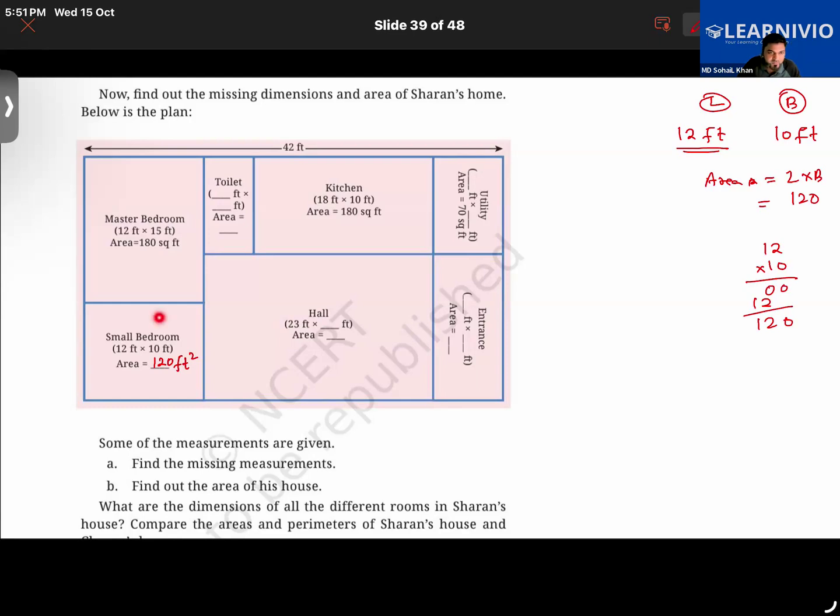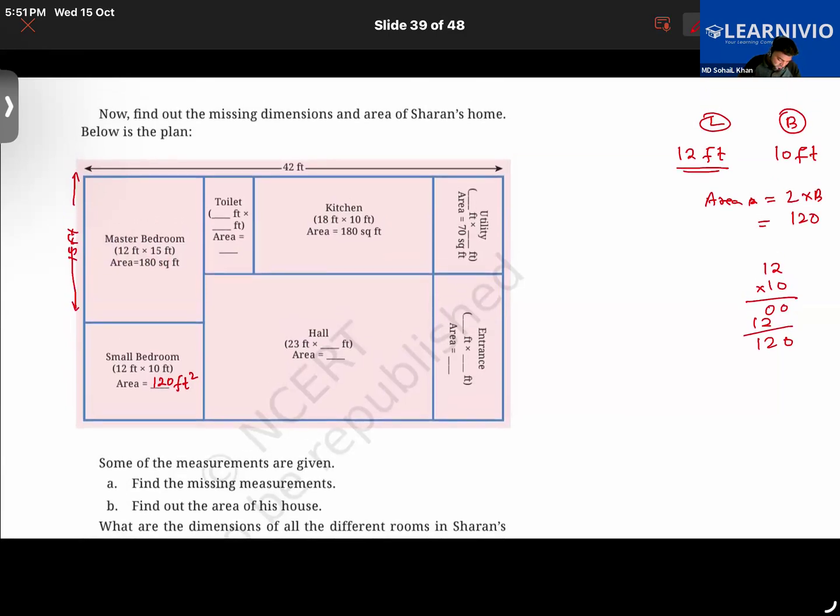By the way, there's one more thing which we can conclude from this now. We can find out the length of this side actually. You see, the length and breadth of the master bedroom is given, right? Which one is the longer side? This is the longer side, no? No, no. Length is always bigger. So that is 15, no? Yes, 15. So this is equal to 15 feet.